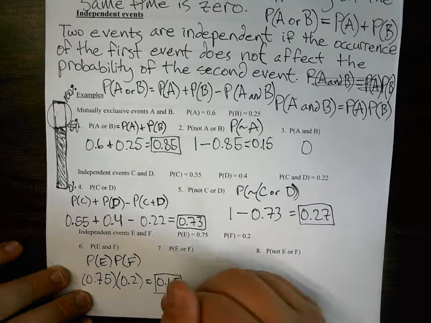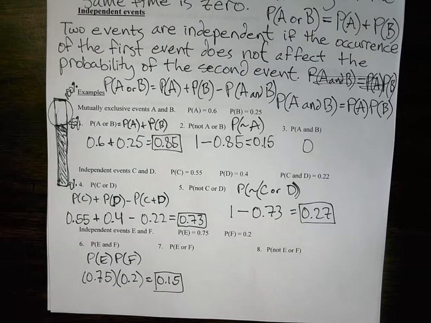Okay, so with independent events, if you're given 2 events and you're asked what the probability of E and F is, it's just a matter of multiplying the probability of E and the probability of F together.